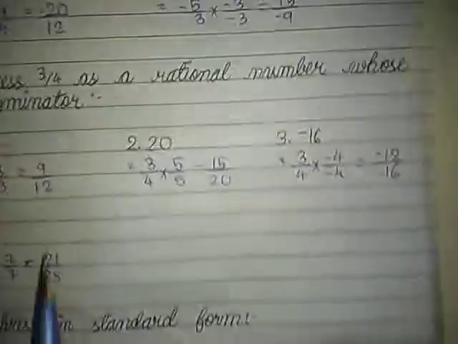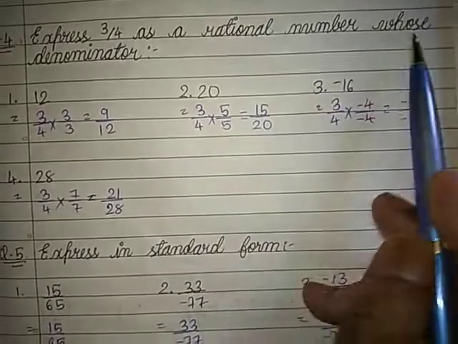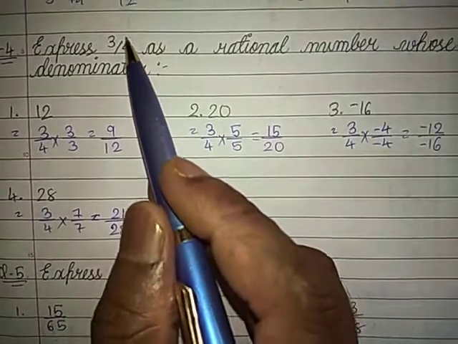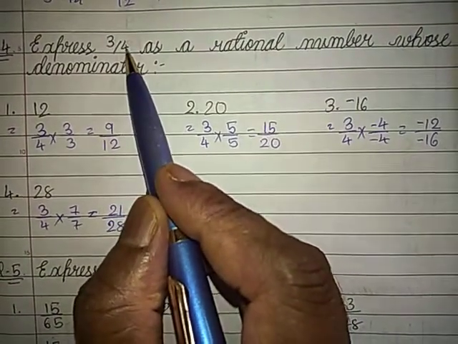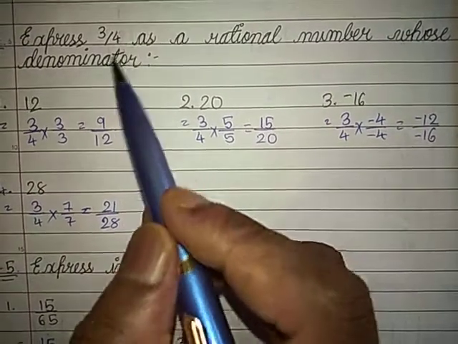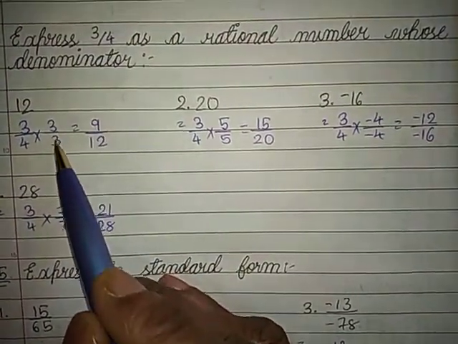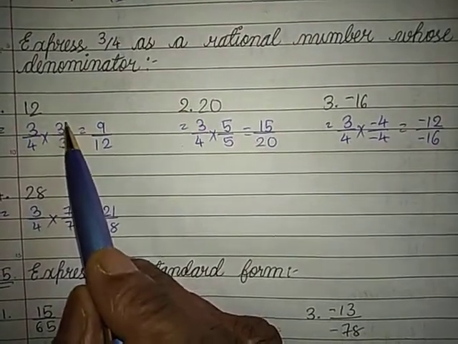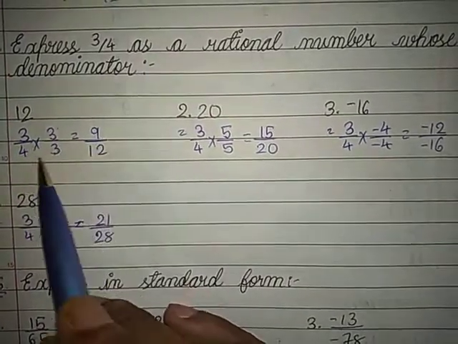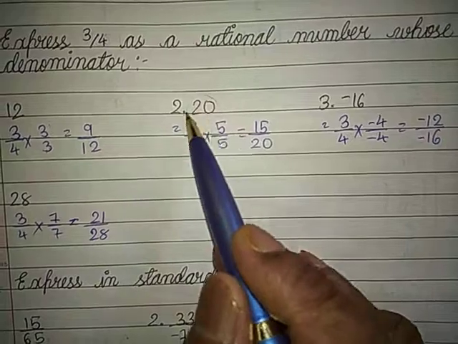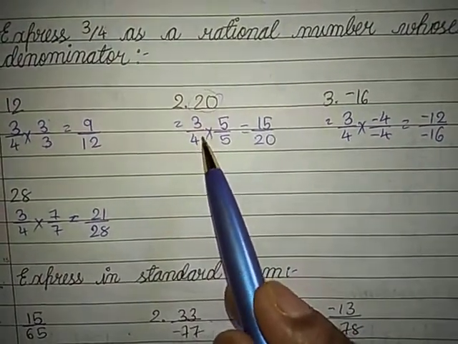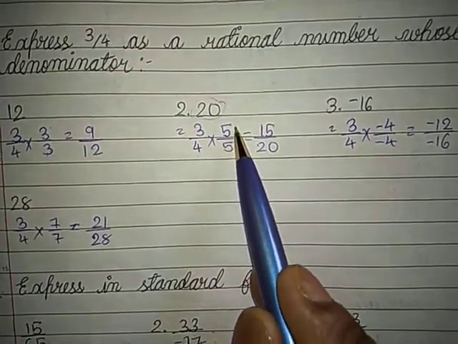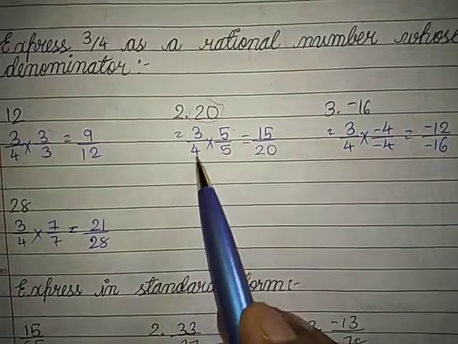Now you have to express 3 by 4 as a rational number whose denominator is 12. Which rational number is given to you? 3 by 4. What you have to make? Denominator 12. So you have to multiply with 3. Once you multiply 3 with the denominator, you have to multiply the numerator also with the same number. So 3 3s are 9, 3 4s are 12. Now what you have to make? Denominator 20. The given ratio is 3 by 4. So multiply the denominator and also the numerator with 5. So 5 3s are 15, 5 4s are 20.